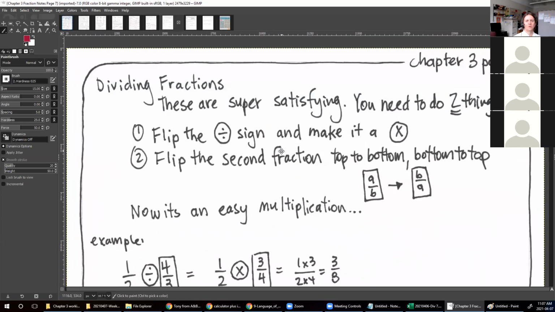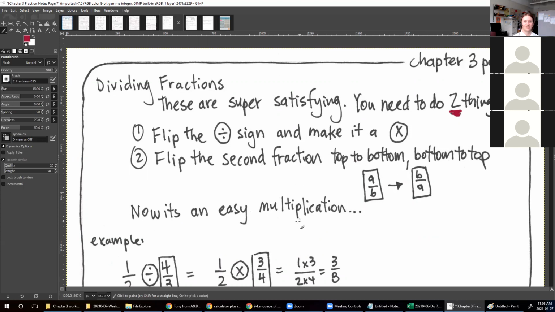Dividing fractions is almost as easy, and it's super satisfying. You need to do two different things. First, we flip the divide sign and make it the opposite, a times instead of a divide. If we flip the divide sign and make it a times, then we also have to flip the second fraction, top to bottom, bottom to top.